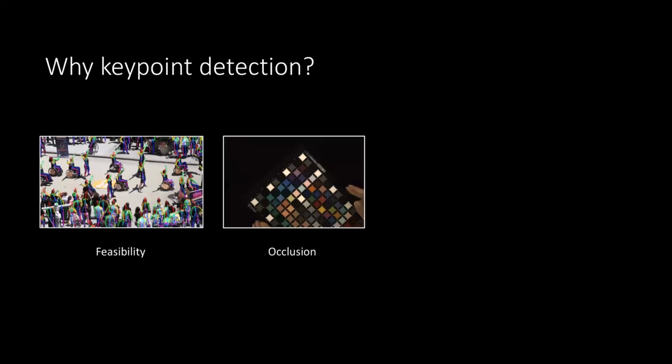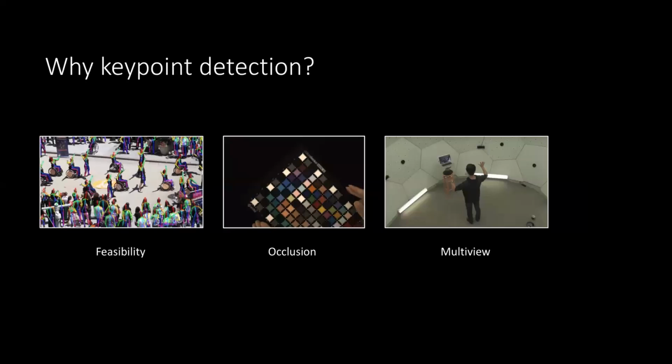And second, in our data set, most of the color checkers are occluded. A key point detector can also give us a reasonable result in this case. And also, since we are doing the detection in a multi-view setting, we can use some optimization methods such as triangulation to further refine the prediction if we use key point detection.